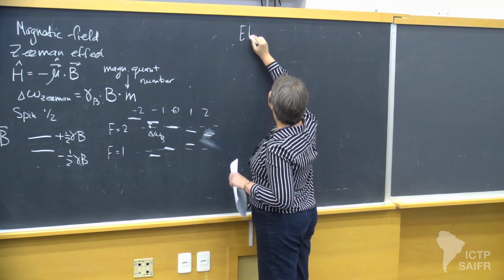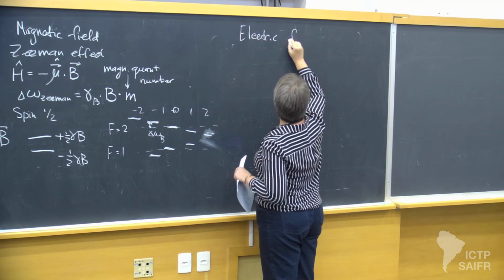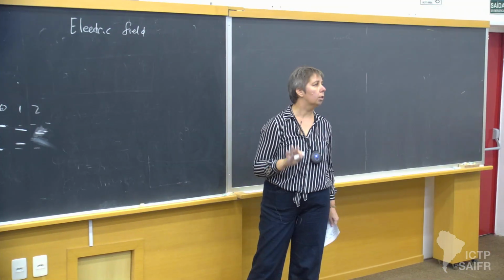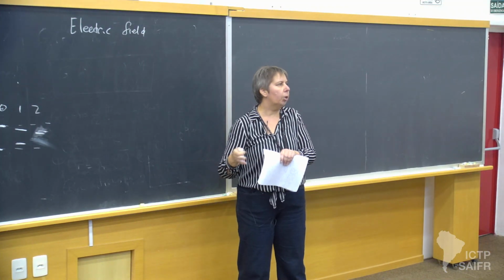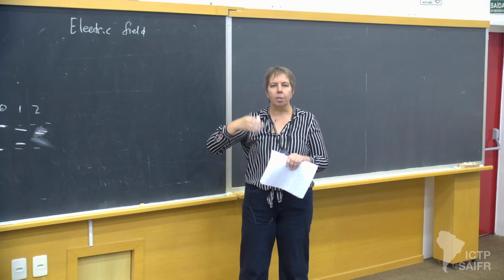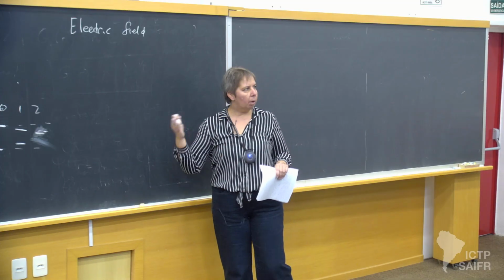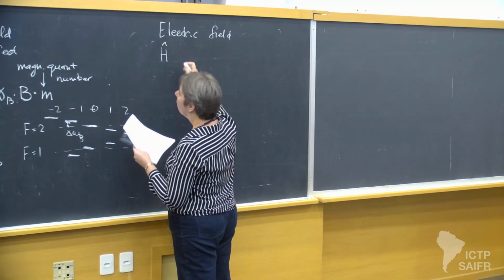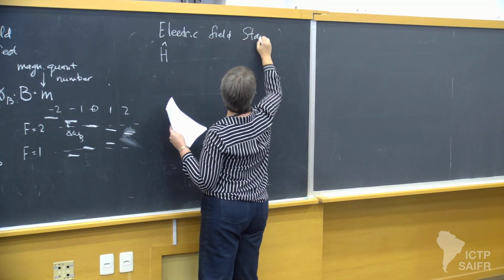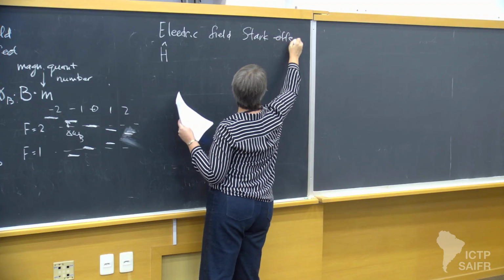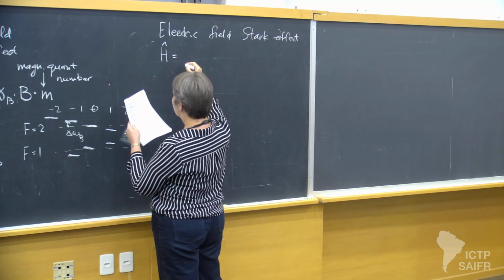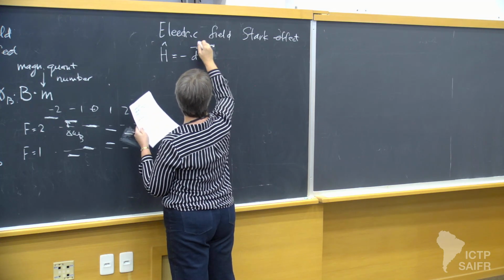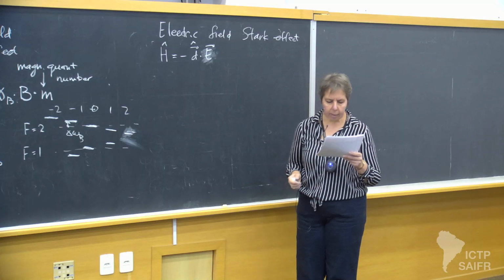The next one is electric field. As I said, for electric field, we really want to work usually with Rydberg atoms. Not that this effect is not working for anything else. It's just all the shifts are much, much stronger the higher the n is. And in this case, it's going to be the Stark effect. And the Hamiltonian is going to be minus dipole moment times electric field. Right?